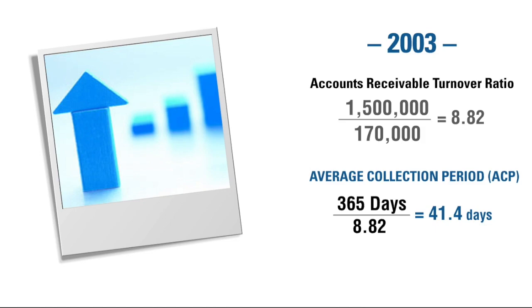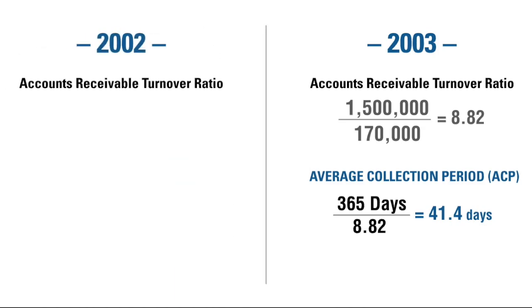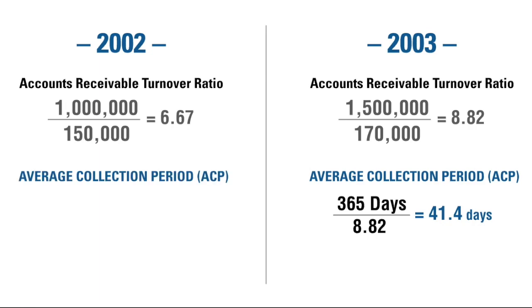What is the trend relative to the previous year? In 2002, the accounts receivable turnover ratio was 1 million divided by 150,000, which equals 6.67. To calculate the average collection period, we divide 365 days by 6.67. In 2002, the average collection period was 54.7 days.